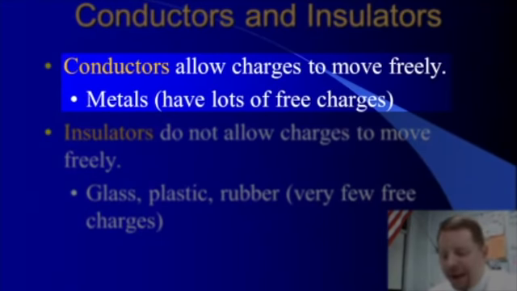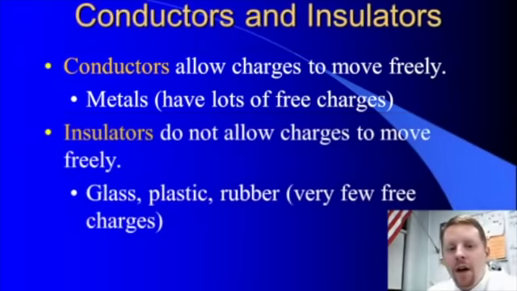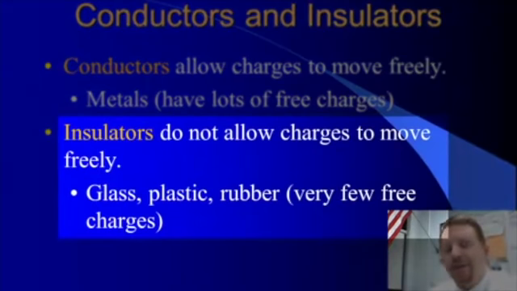Conductors are materials that allow charges to move freely. These are typically things like metals that have a bunch of free charge carriers. Usually these are electrons. So metals are good conductors because they have a lot of free electrons to carry charge. On the other hand, you have insulators. They don't allow charges to move freely. They usually have very few free charges. Things like glass, plastic, and rubber are very good insulators.